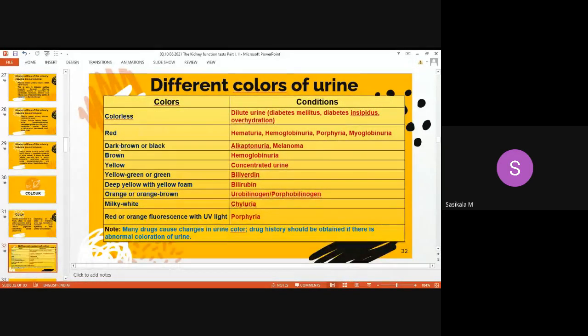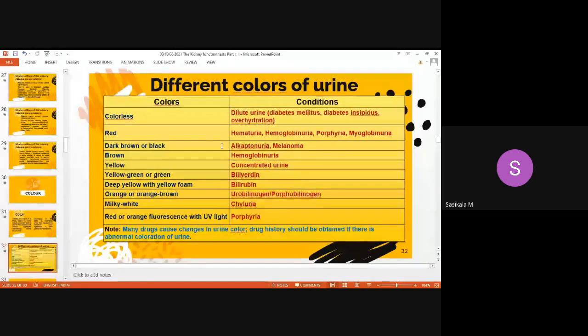Then if it is dark brown or black, this represents alkaptonuria. Alkalis, basic substances are passed in the urine, representing alkaptonuria. Then melanoma: oma represents cancer, right? Tumor conditions. In melanoma also the urine turns dark brown or black. Then brown color represents hemoglobinuria.